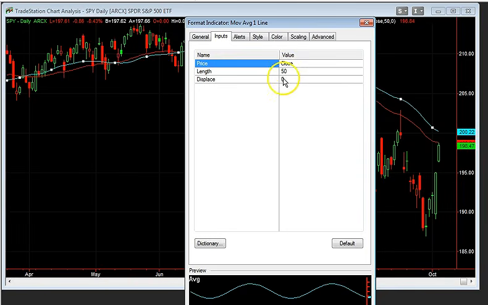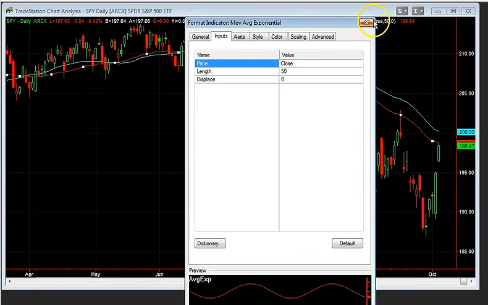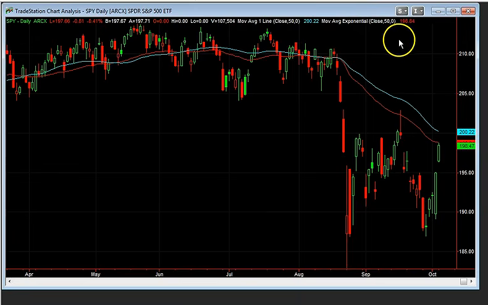So I'll just pull this up. You can see 50 period for the simple moving average and a 50 period for the exponential average as well. So what this brings up, this is a very common thing to see a 50 period moving average put on a chart for a trader.